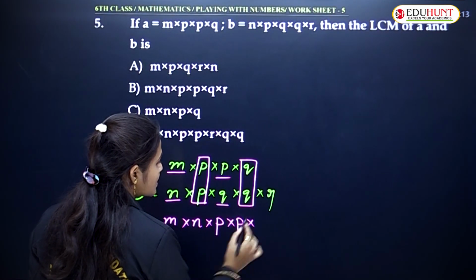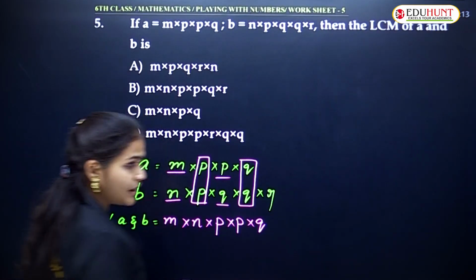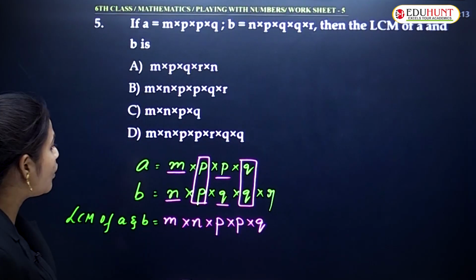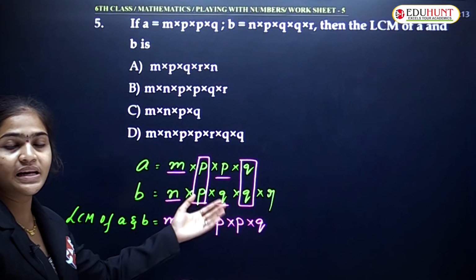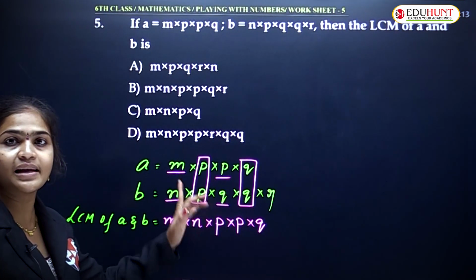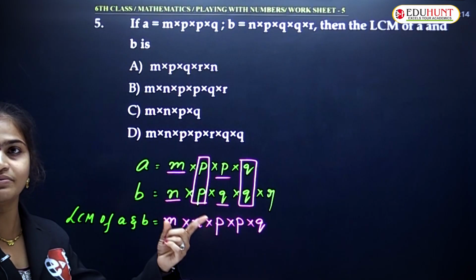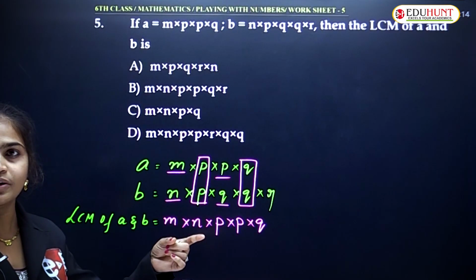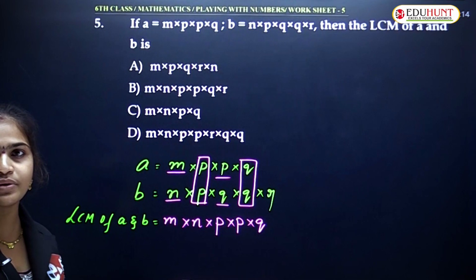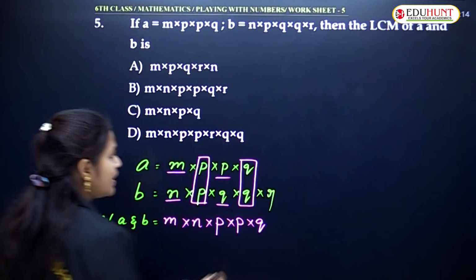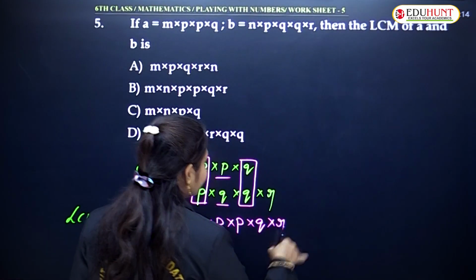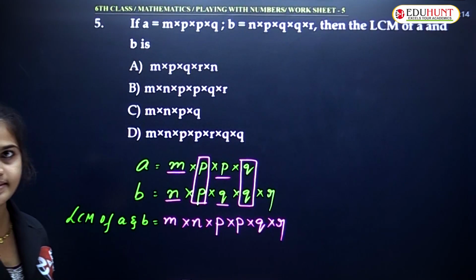Here all the numbers we have to write. All the leftover numbers or variables, whatever they may be, should be written here. The number which is repeated should be written only once. The numbers which are not repeating, which are not common, those we have to write as they are. Without skipping, we have to write all the numbers. So finally this is the answer.